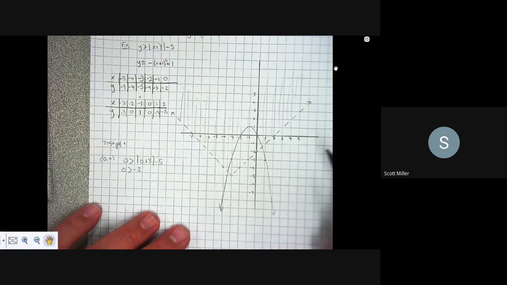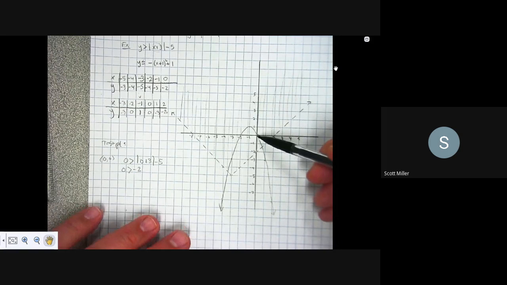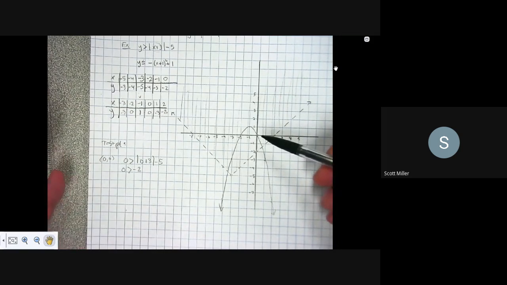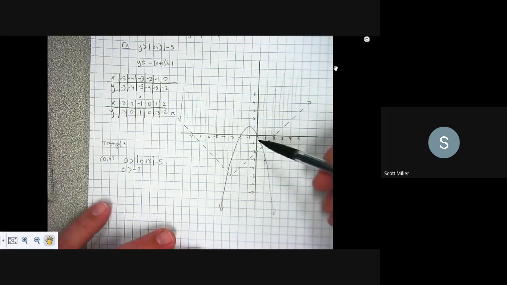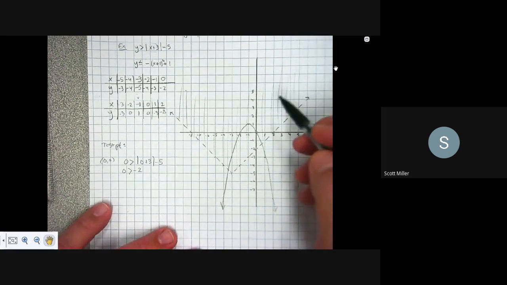We need to find a test point. Notice this time I cannot choose 0, 0 because it is on the boundary line. So I can choose any other point I want. So just find another point somewhere. It doesn't matter which one you choose. Let's do another one. Let's do 1, 1. We're going to do this point right there.